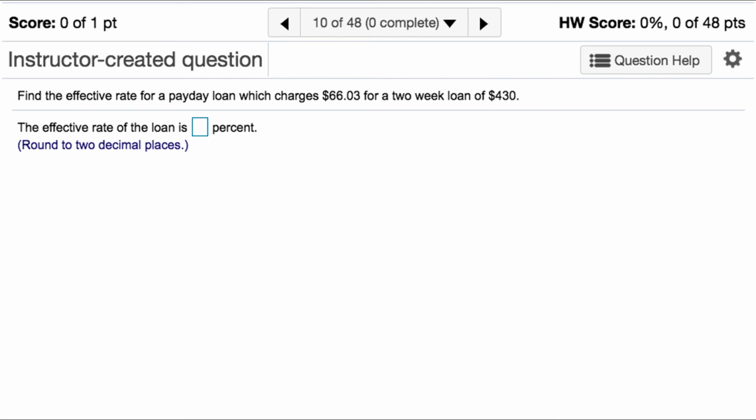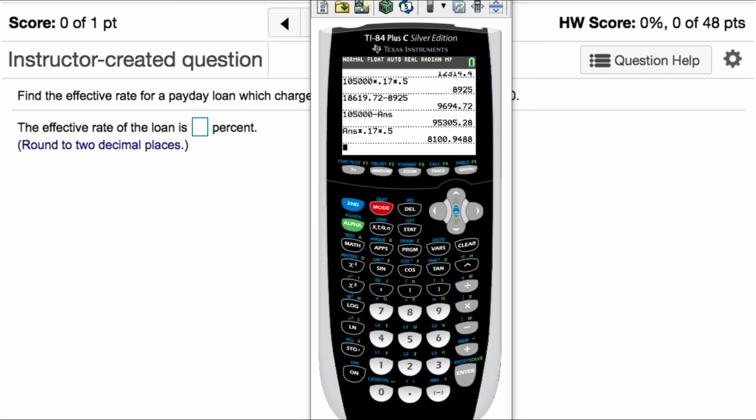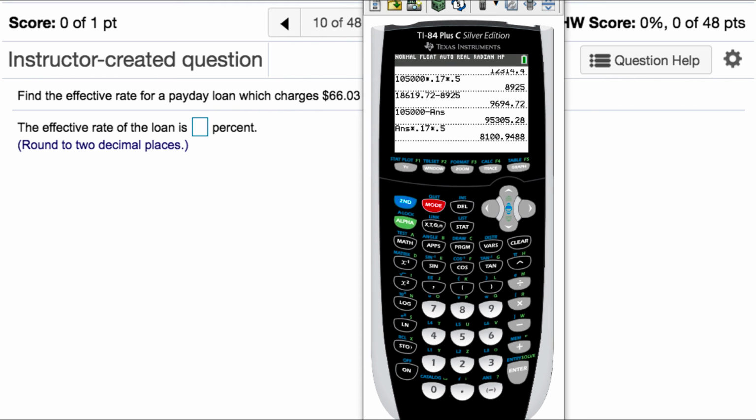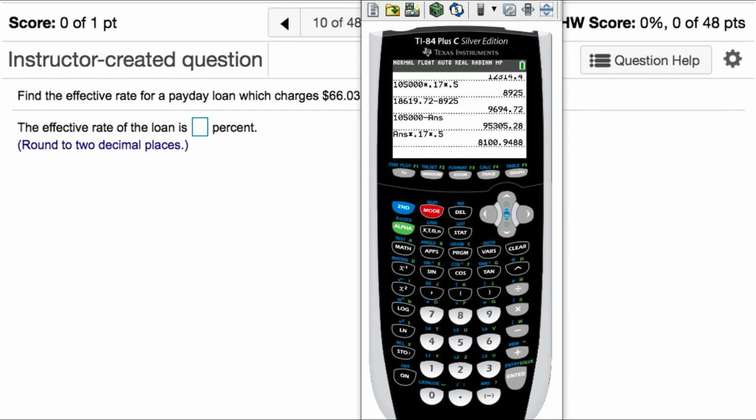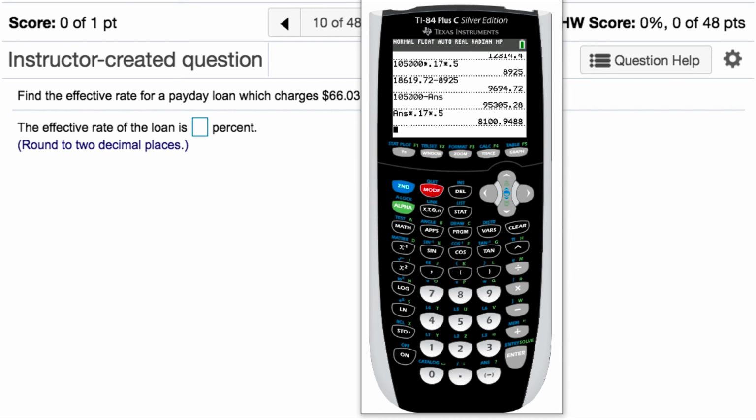There are a couple different types of effective rate problems that you'll see. In some of them you're given a rate and a number of compoundings, and we can use the effective rate function for a problem like that. For a problem like this, we're just going to use very basic math. First, we're going to find how much money would be charged for a year of this. If you're charged $66.03 for 2 weeks, how much would you be charged for a full year?